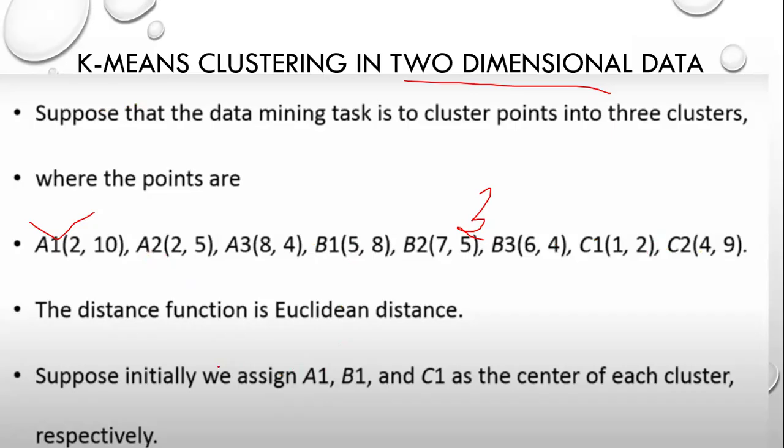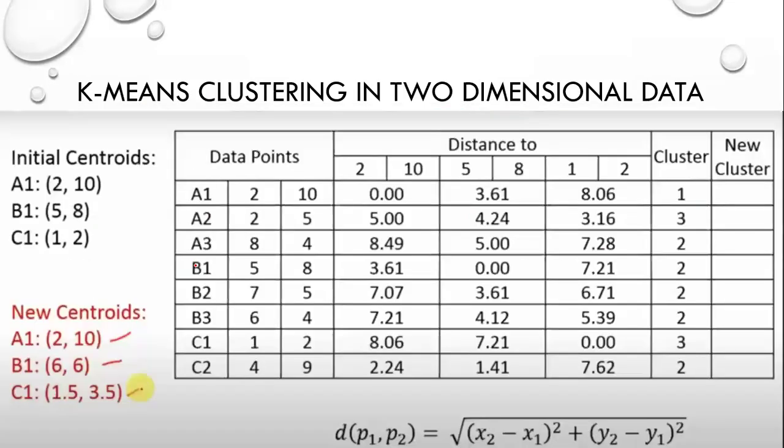Initially, we have to assign a center, or we can say centroids, for each cluster A, B, and C. So this will be the initial centroids. And these are the data points. Now for the given centroids, we will be checking the distance. The distance formula will be square root of x2 minus x1 the whole square plus y2 minus y1 the whole square. So for these two points, first we have to find the distance.